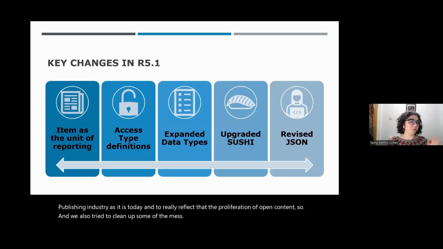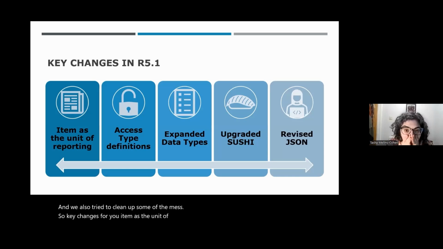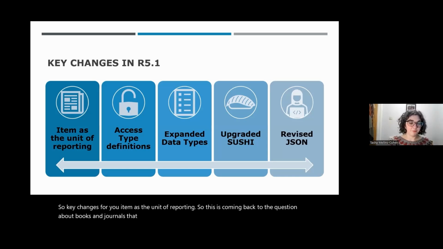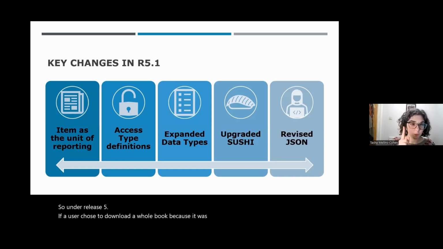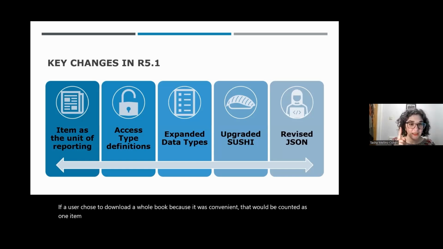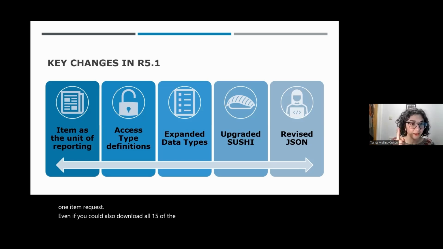So, key changes for you. Item as the unit of reporting. This is coming back to the question about books and journals that I mentioned earlier, and where publishers want you to multiply your book metrics by the number of chapters. So under release 5, if a user chose to download a whole book because it was convenient, that would be counted as one item request, even if you could also download all 15 of the chapters in that book independently.